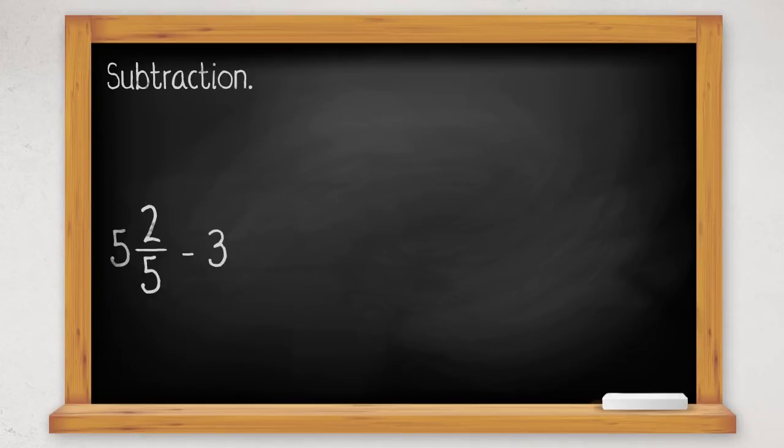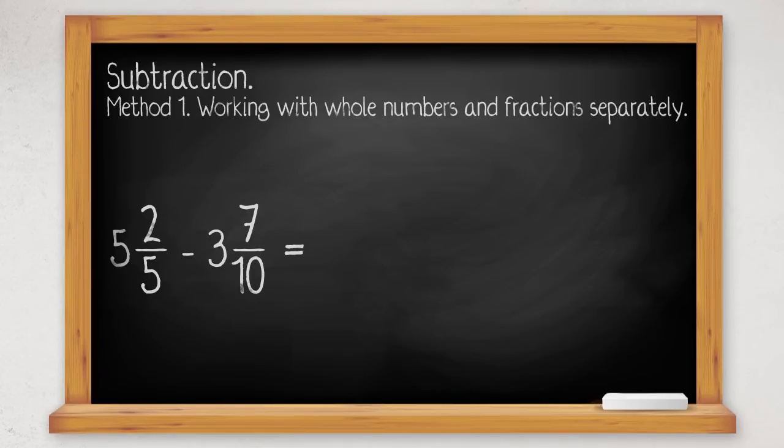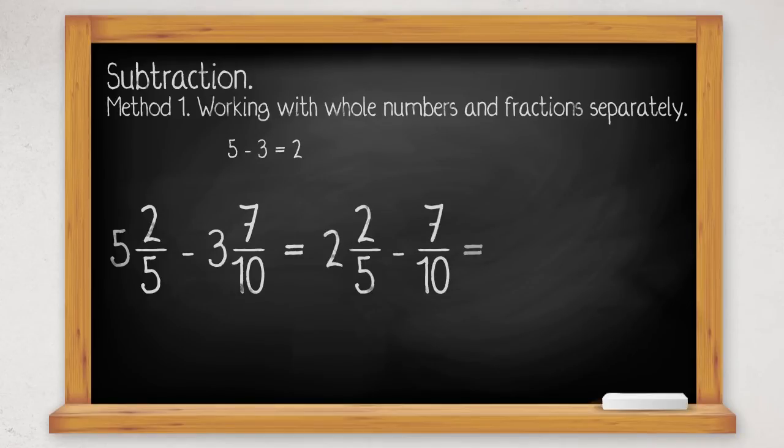Now we will do an example of a subtraction with mixed numbers using both methods. The example is 5 2/5 minus 3 7/10. So method 1, working with the whole numbers and fractions separately. The whole number 5 minus 3 makes 2. So I have 2 2/5 minus 7/10.